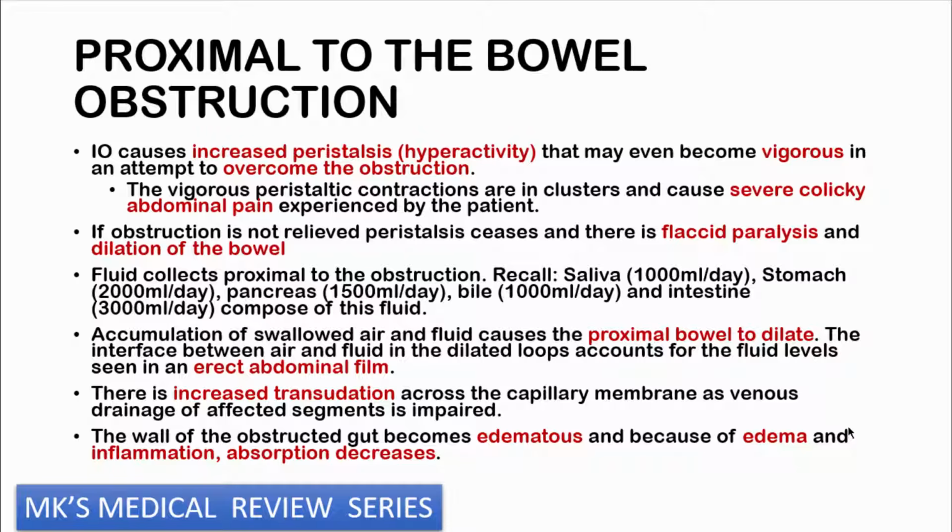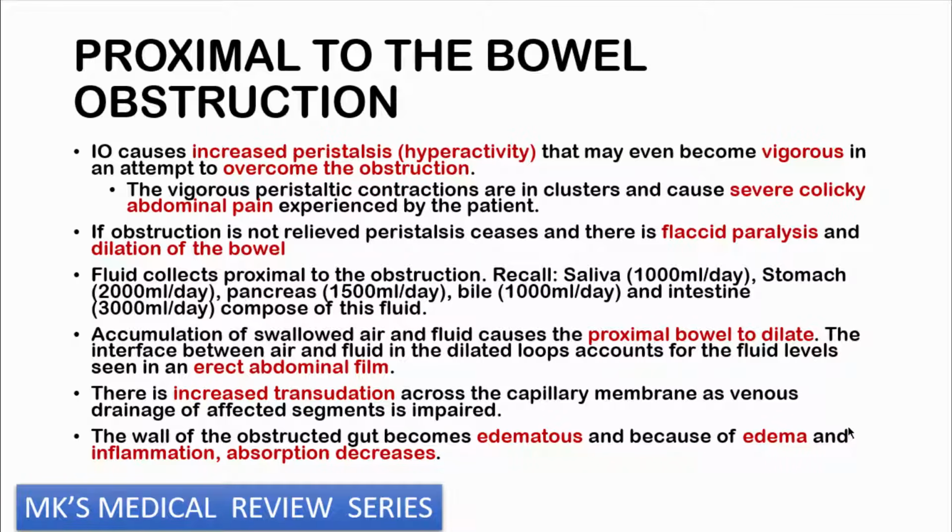the venous drainage being affected. And you have this obstruction compressing on the veins, so the veins are not going to be taking blood away from this segment. So it means that the hydrostatic pressure inside the veins of the gut is going to increase. So there's going to be movement of fluid out of the vascular space into the gut, further increasing the dilatation, further increasing the dehydration.